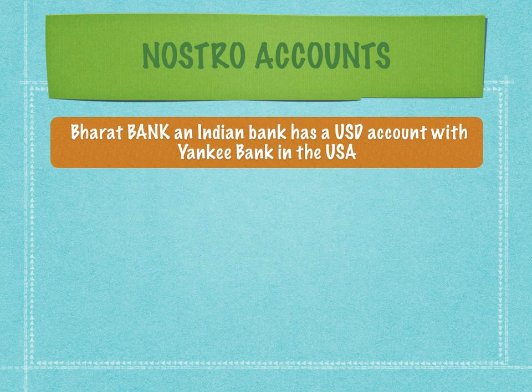In order to facilitate cross-border trades, Bharat Bank opens a dollar account with Yankee Bank in the US. So this foreign currency account, which belongs to Bharat Bank but is held with Yankee Bank, is called a Nostro account. Who owns the bank account? Bharat Bank. Whom do the dollars belong to? Bharat Bank. Who's holding those dollars? Yankee Bank.